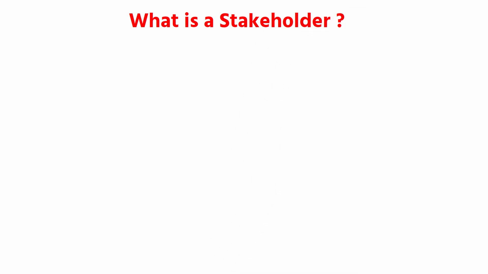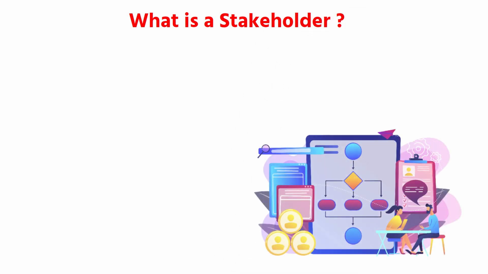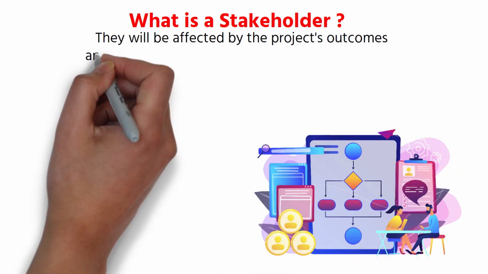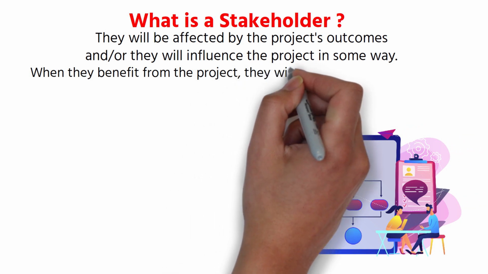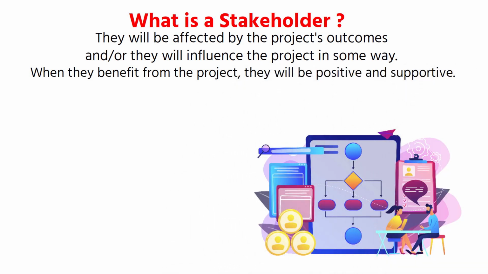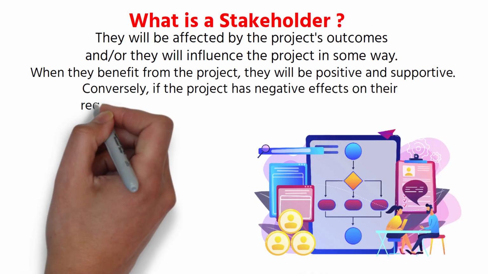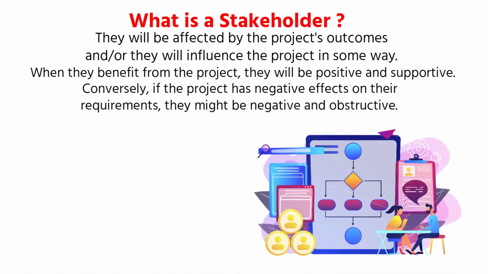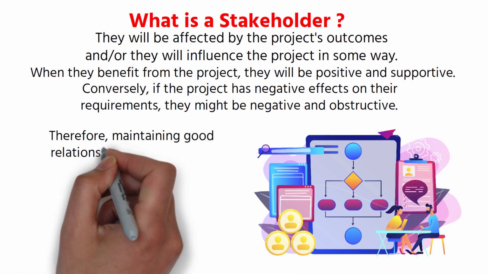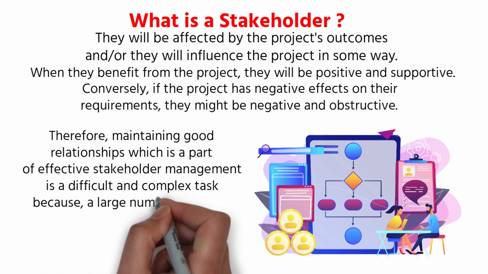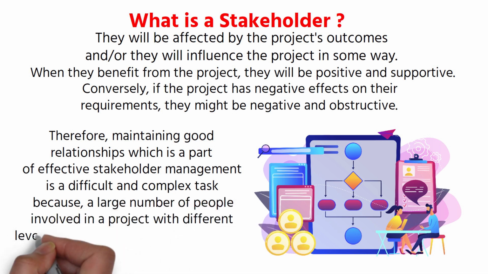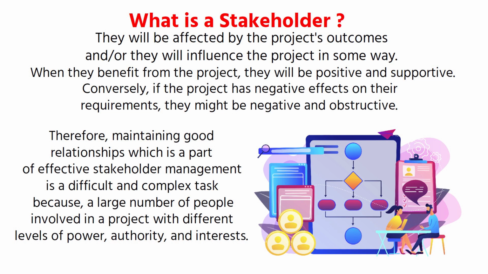What is a stakeholder? Stakeholders can be any person or organization who has a stake or a particular interest in a project which is undertaken by an organization. They will be affected by the project's outcomes and/or they will influence the project in some way. When they benefit from the project, they will be positive and supportive. Conversely, if the project has negative effects on their requirements, they might be negative and obstructive. Therefore, maintaining good relationships, which is a part of effective stakeholder management, is a difficult and complex task because a large number of people are involved in a project with different levels of power, authority, and interests.